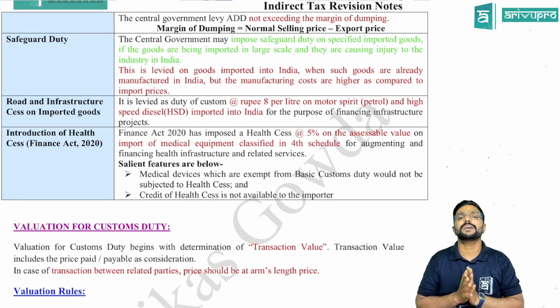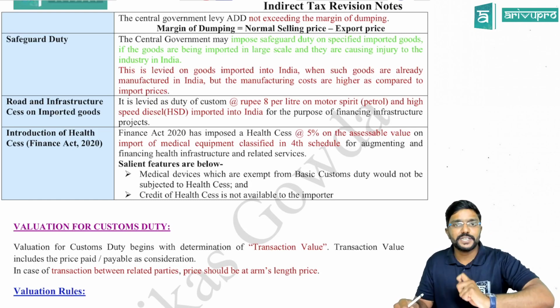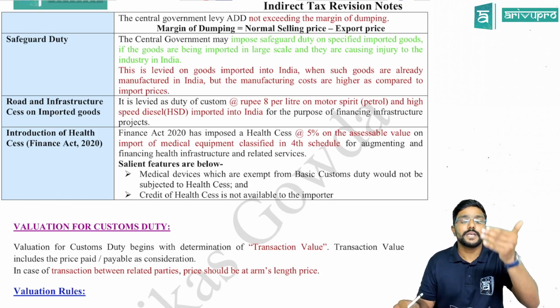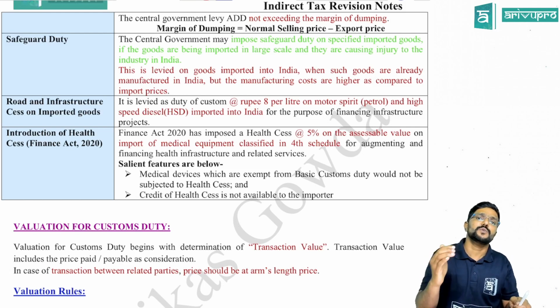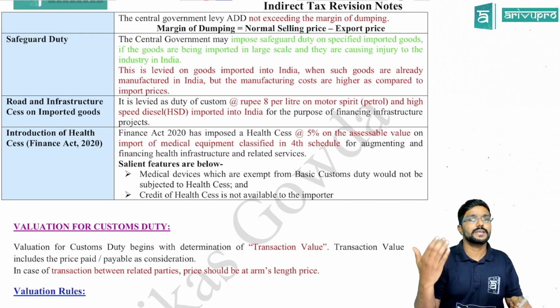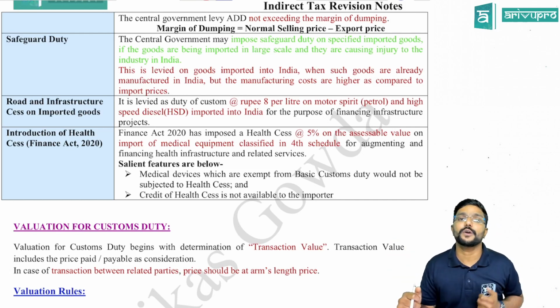Safeguard duty can be levied by the central government in order to safeguard the domestic industry. Why? Because if any goods are imported into India and sold here at a lower price, but the same goods are manufactured in India and the manufacturing cost is higher than that, in that case, to safeguard our players, the government can levy safeguard duty.